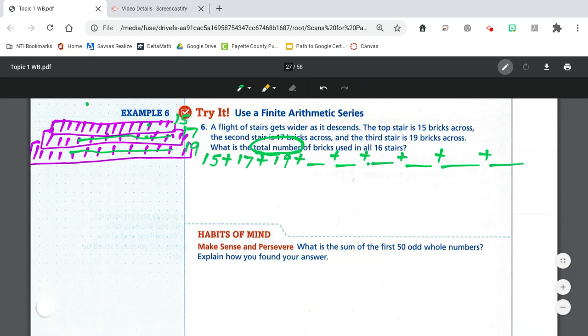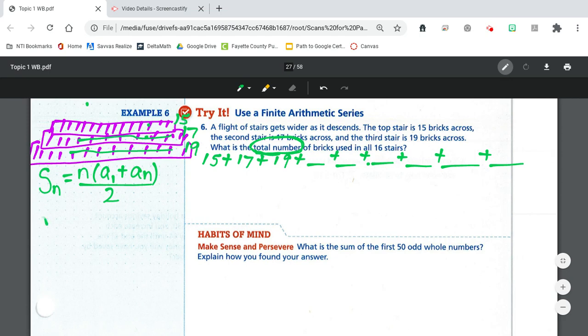I can figure this out the long way, or I can try to figure it out with the skills that I'm learning now. So if they want to know the total number of bricks used, then that sounds like I need to do a sum because I'm adding all these up. So I'll remind myself of that formula. S sub n equals n times A1 plus A sub n all over 2.